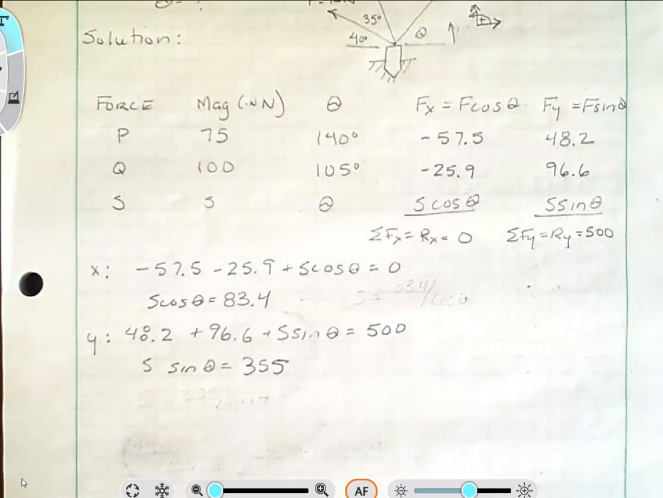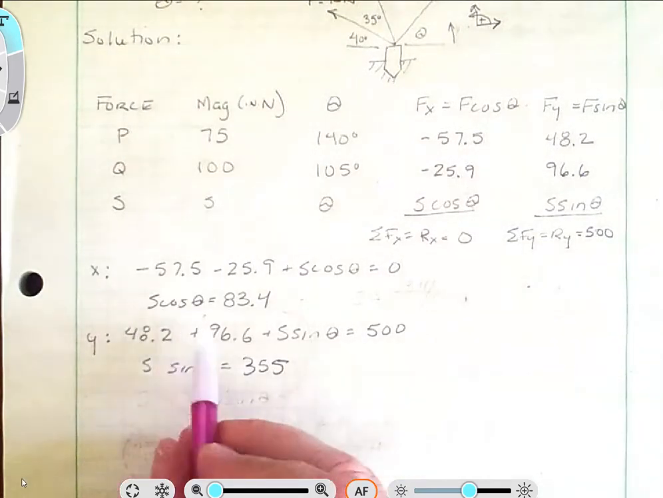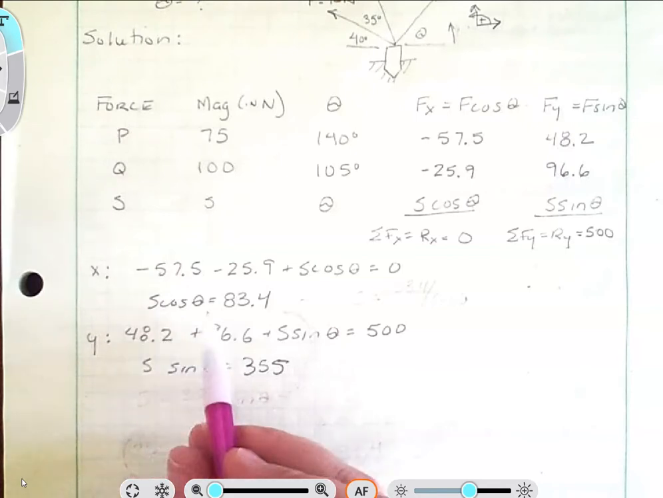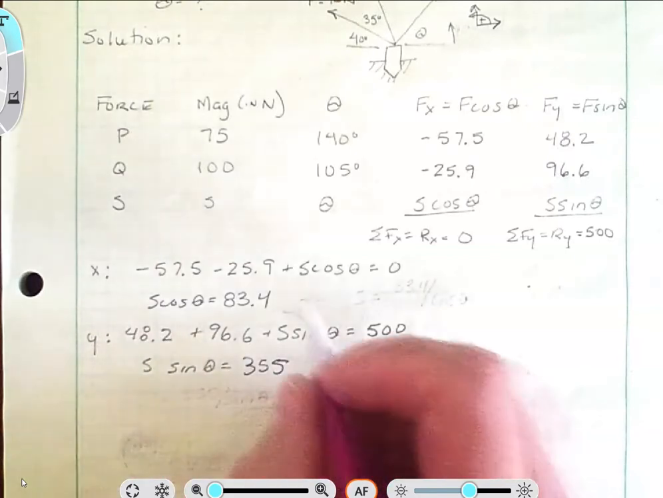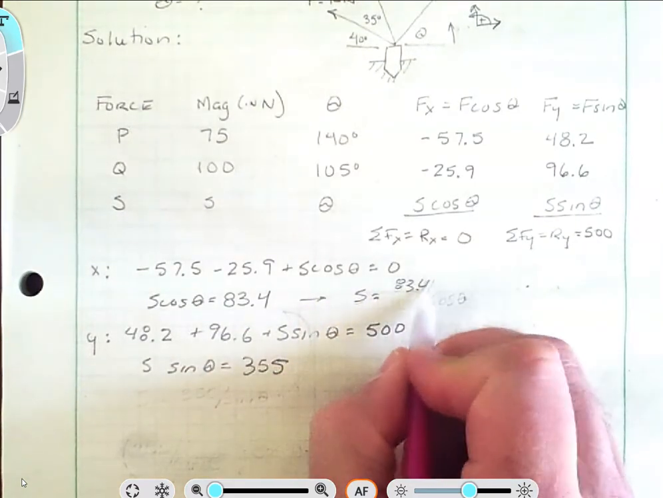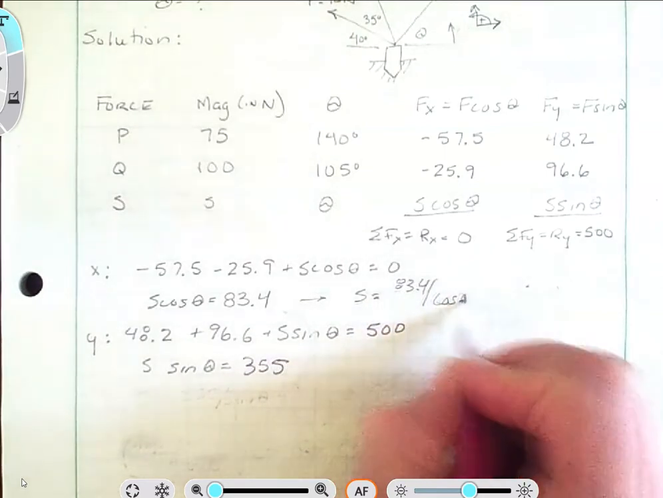Okay, so now we have two relationships with two unknowns. They're not the standard format that we're used to, where we have a coefficient times one variable plus a coefficient times another variable maybe equals a constant, but they still can be solved using substitution. So let's take a look at the first one. We have S cosine theta equals 83.4. What we want to get is S on one side and theta on the other. And the simplest way to do this is just divide out cosine theta. If you do that, you'll get that S is equal to 83.4 divided by cosine theta.